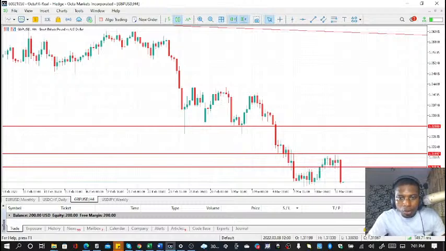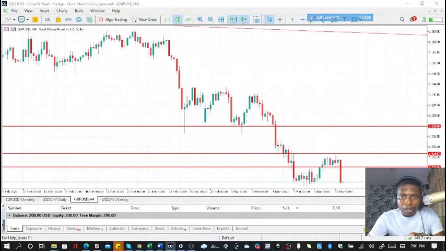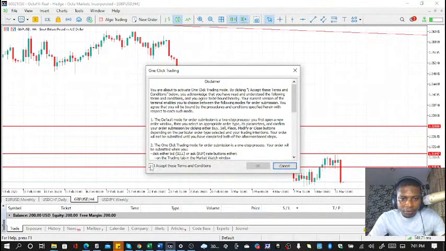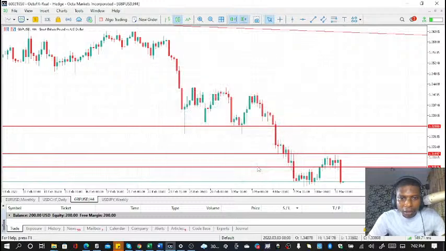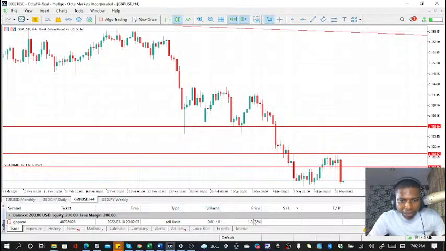So what I want to do, I come here, I go to sell limit. Can you see that? I come to sell limit. All right, so I'm coming to bring my sell limit here. Good. All right. Then my sell limit is here already.